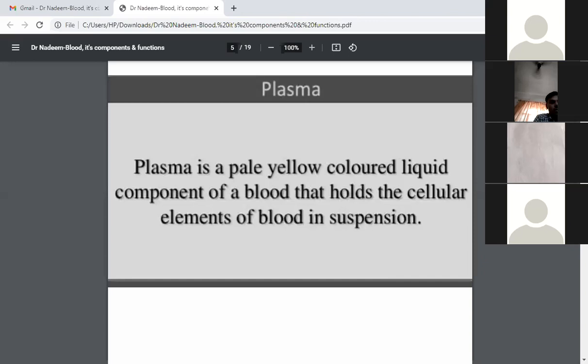What is plasma? The first part of the blood, the liquid part, is a pale yellow colored liquid component of blood that holds the cellular elements of blood in suspension. Both the cellular and the non-cellular parts work in conjugation. They are both components of blood. This plasma is actually holding the cellular part of the blood in suspension.